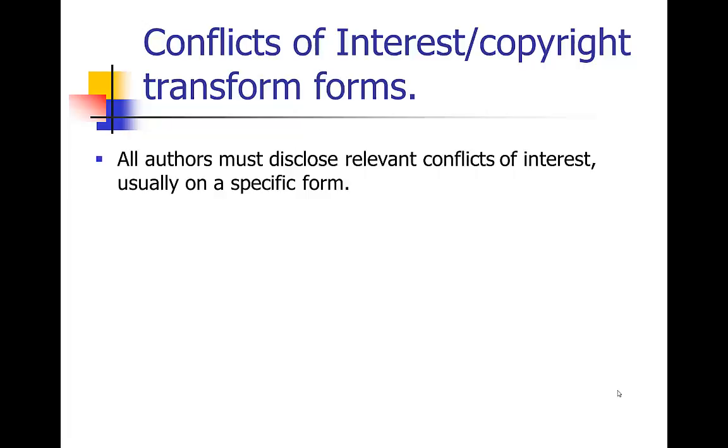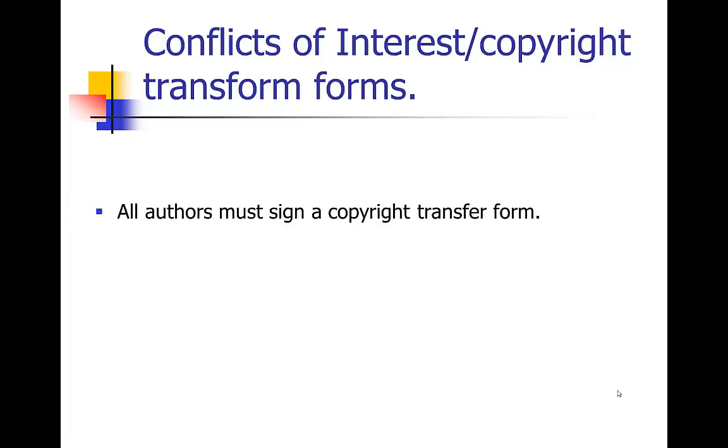Just be aware that if you're an author on a paper, usually you have to fill out a conflict of interest form. It's usually a specific form. They're a little bit different for each journal, but all the authors have to fill that out. If you're the person submitting the paper, keep in mind that you're going to have to get all the authors to fill those forms out, so leave some time for that. It's very important that they identify any relevant conflicts of interest.